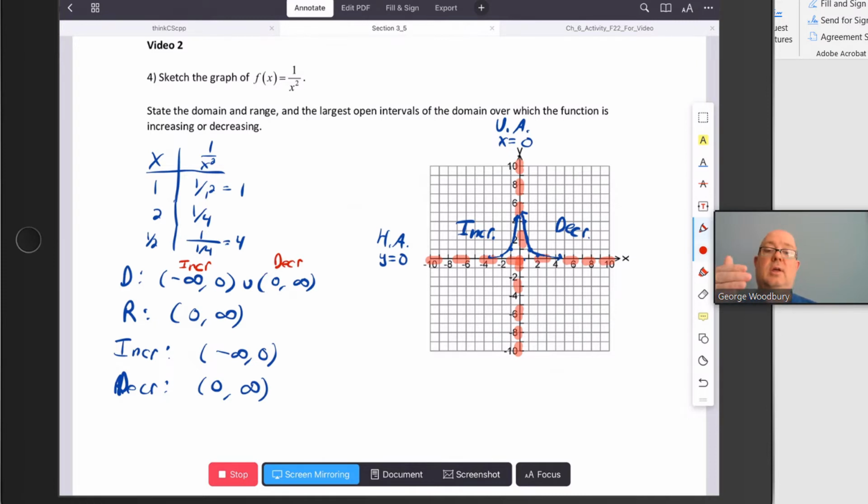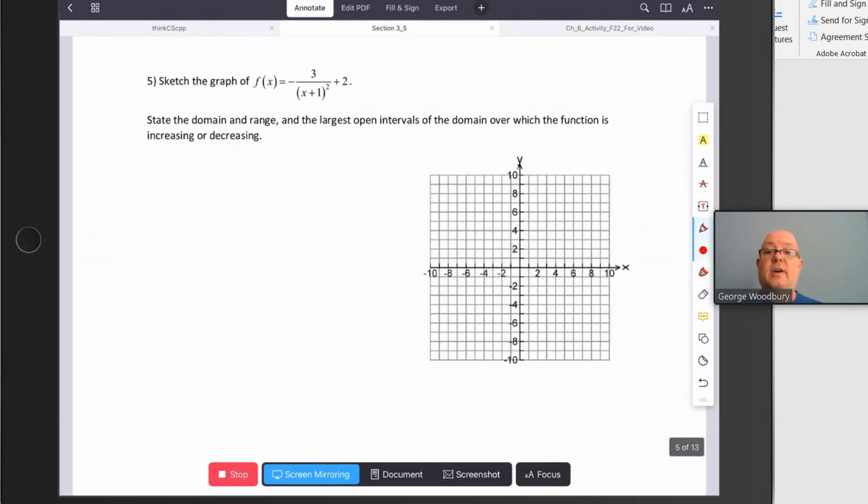This function can be shifted left or right, and the asymptotes will go with that shift. It can also be stretched. And when the stretching factor is negative, it flips over the x-axis and will head down instead of up. Let's do one example that's got a little of all of those features in it.